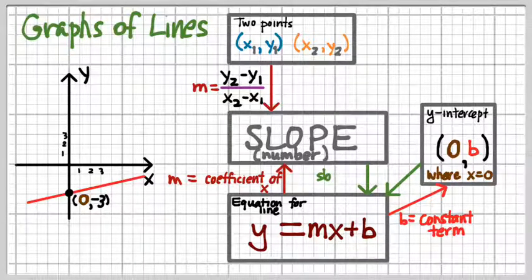The slope is m, and the intercept, the y-intercept, is b.